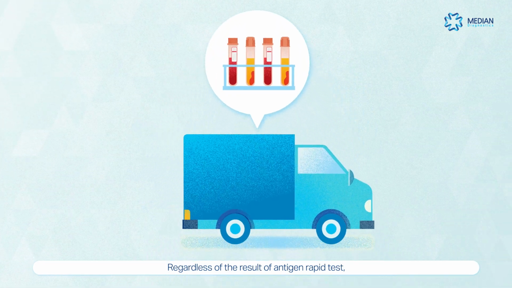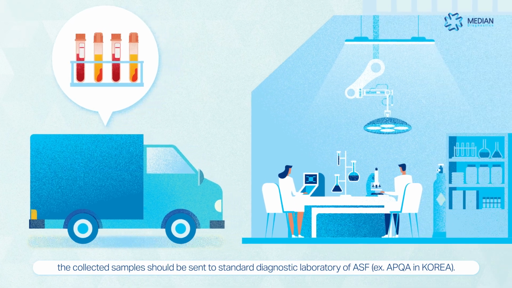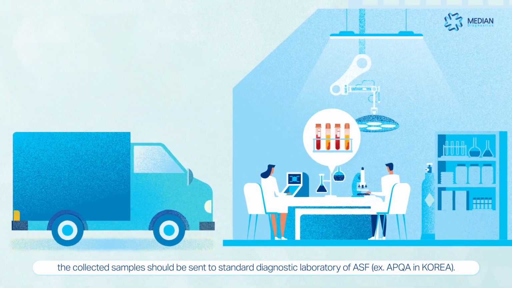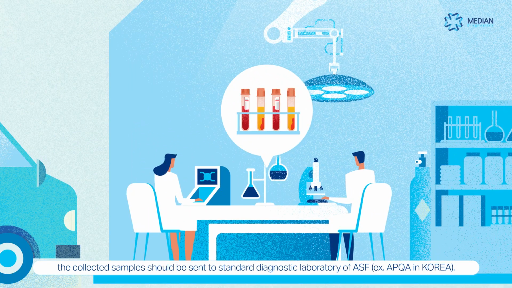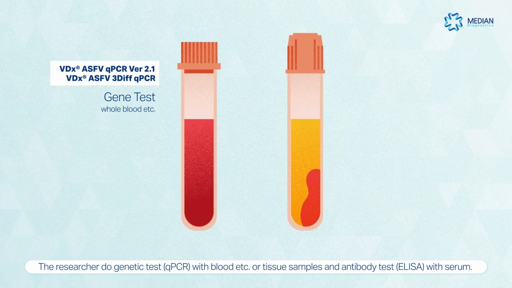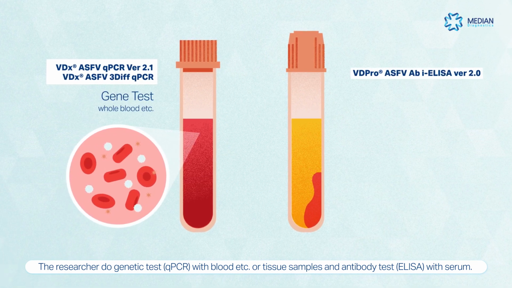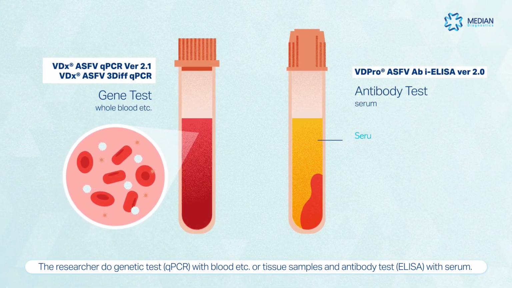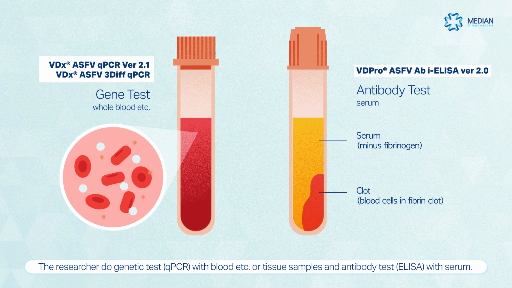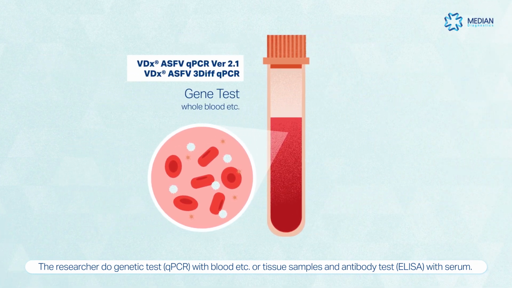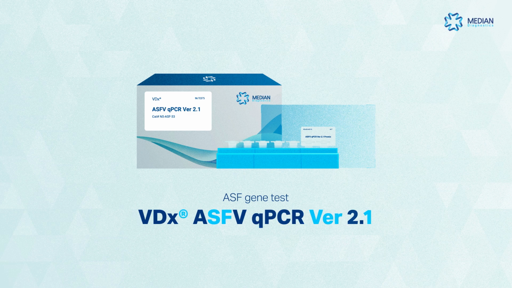Regardless of the test result, all collected samples are securely packaged and sent to an authorized diagnostic laboratory. In the laboratory, real-time PCR is performed on blood and related samples, while ELISA is performed on serum samples. First, we introduce the genetic test kit.